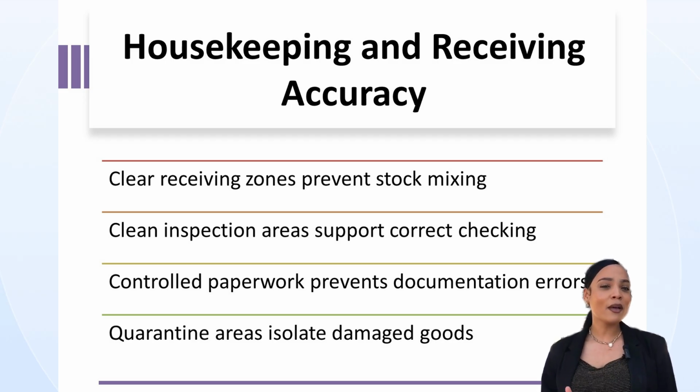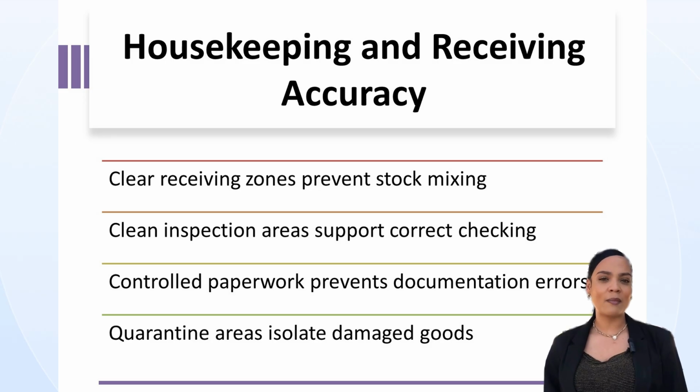5. Prompt put away and correct location labeling. Housekeeping supports accurate put away by keeping aisles clear, locations labeled, and storage ready. When put away is delayed because the area is cluttered, stock sits in staging and disappears or gets misallocated.